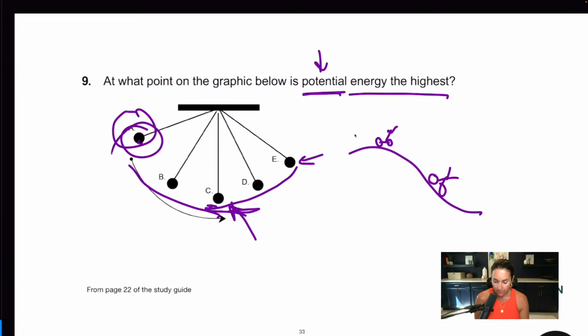The potential energy is highest at the top of the hill, and kinetic energy is lowest right here before it hits the bottom of the hill. It's at its highest. Okay.